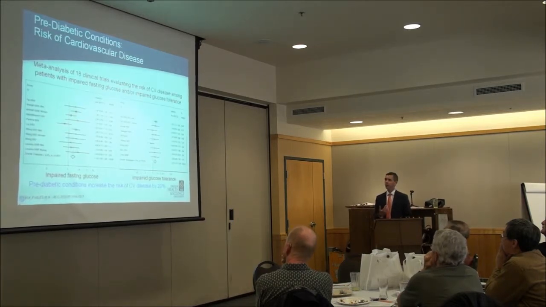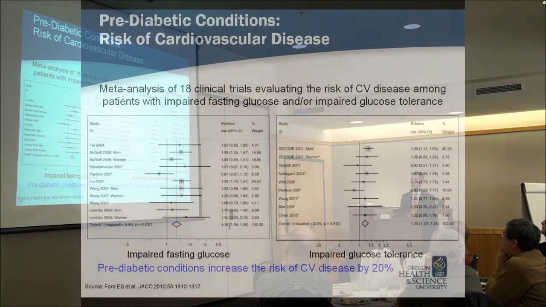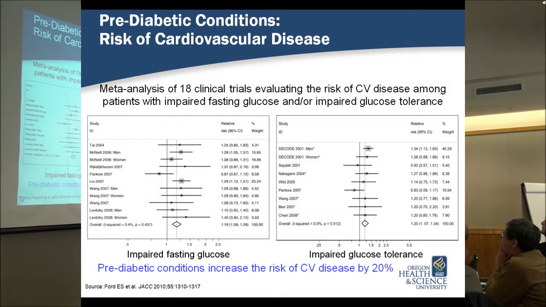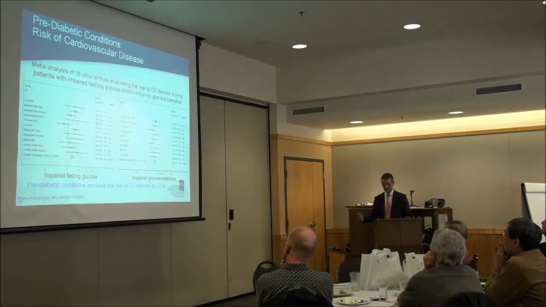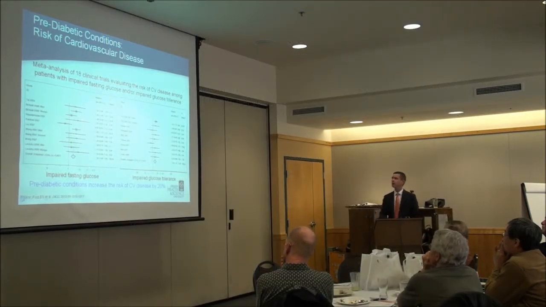Because before that, it was things like impaired fasting glucose and glucose tolerance. Impaired fasting glucose is greater than 100, or previously it was even 106. And we showed in multiple trials that if you have impaired fasting glucose, that's a pre-diabetic condition, and it increases the odds ratio or hazard ratio of cardiovascular disease by 20%. The same is true for impaired glucose tolerance, which is abnormal glucose handling after an oral glucose load.